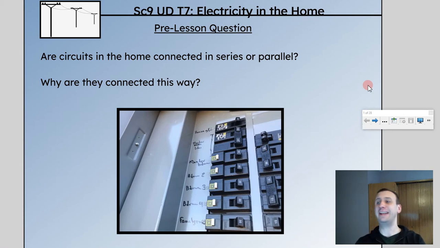And the reason why it's connected this way is that if it wasn't, then you would have to have every single device on in your house in order for it to work. In series, there is only one pathway for the electricity to go through. So if you disconnect or turn off a device, everything turns off or is disconnected. So it has to be in parallel.